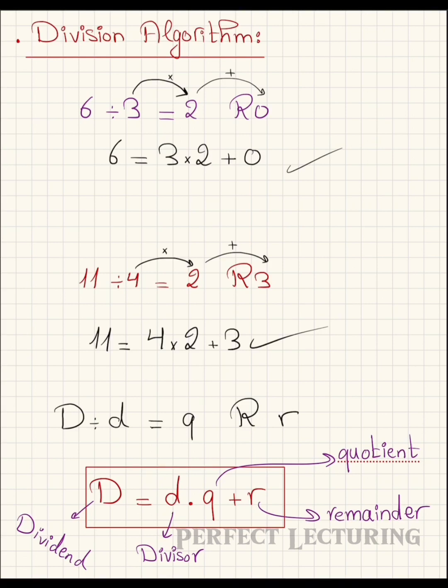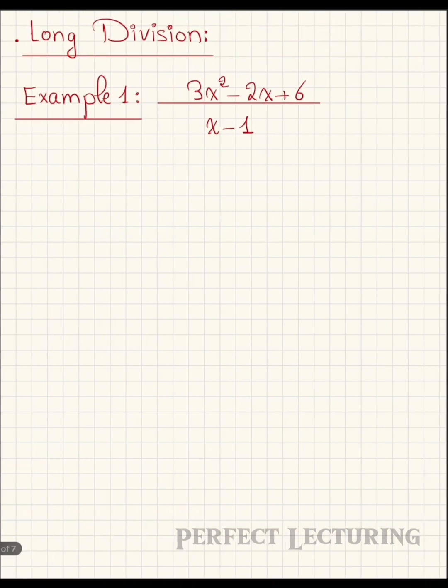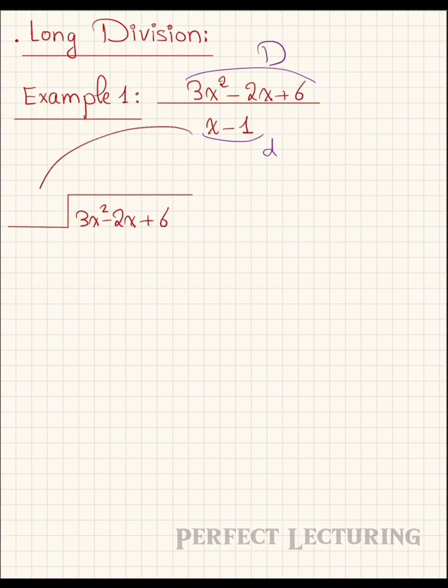Now the same thing works with polynomials. And let's start with long division. The best way to explain this algorithm is by showing some examples. I'm going to work out 3 examples. Let's start with this one. So I have 3x squared minus 2x plus 6, which is our dividend, and the divisor here is x minus 1. Let us start. I always place the dividend here. So 3x squared minus 2x plus 6 must be placed here. And x minus 1, which is the divisor, I place it here.